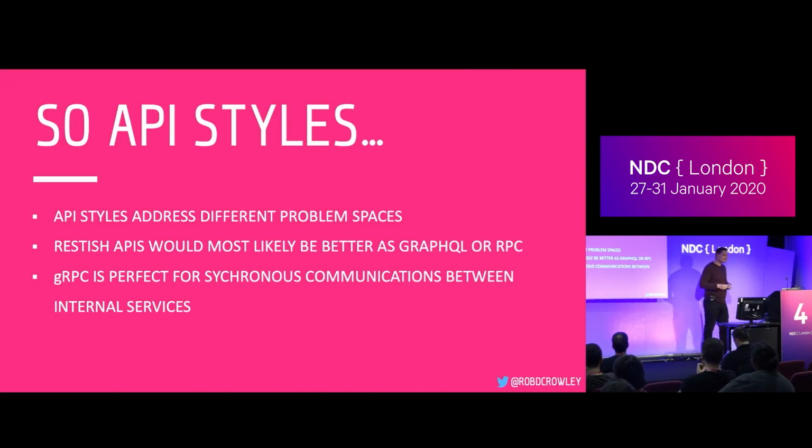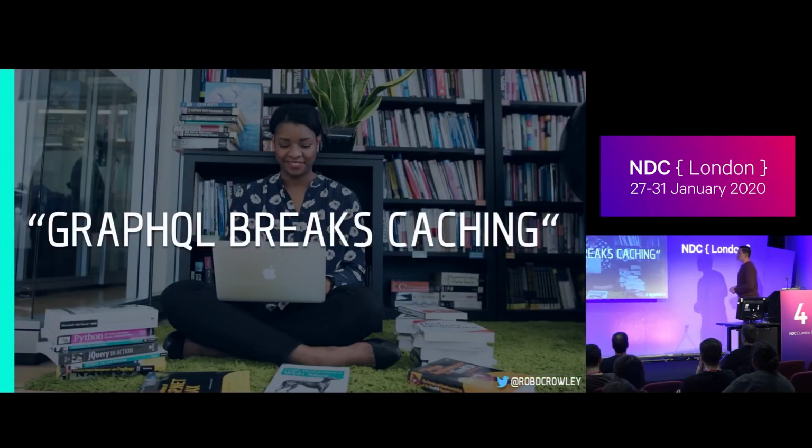So consider that. And gRPC is wonderful for synchronous communications between internal services. It supports many different interaction models, and you can get a huge amount of flexibility there. So another statement I saw being passed around quite a bit, and this one still comes up, is: GraphQL breaks caching.